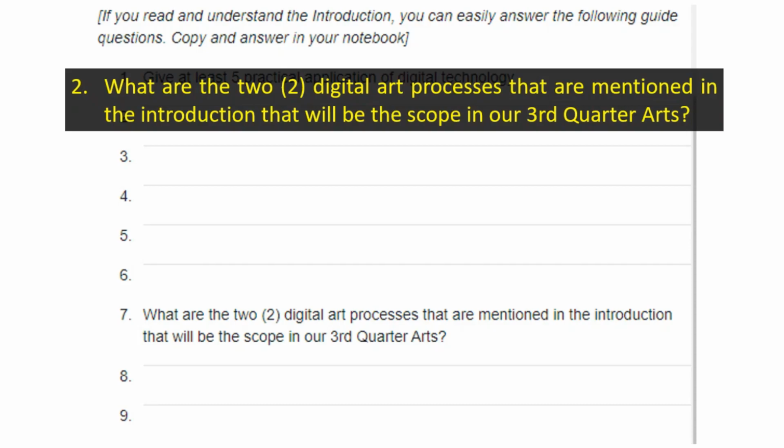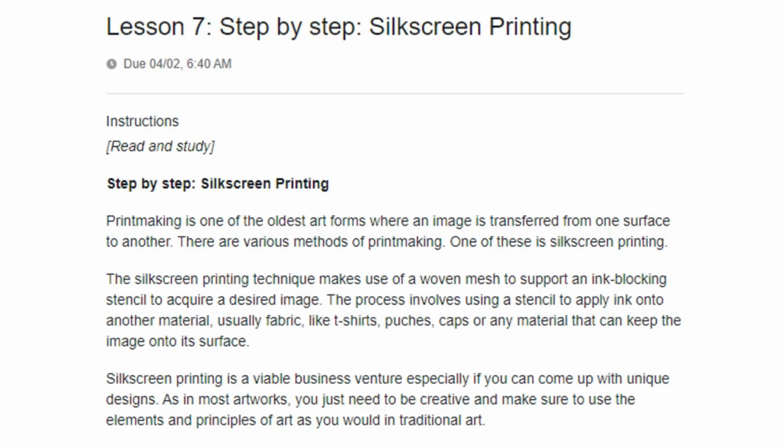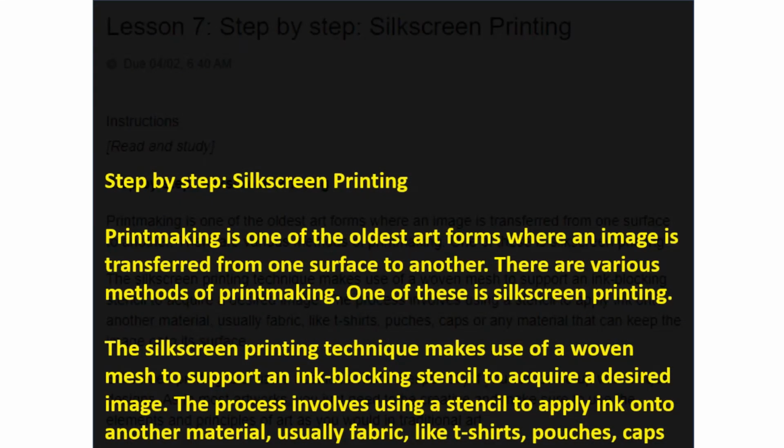That will be the scope in our third quarter arts. The answer could be the 2 digital art processes that are mentioned in the introduction. That will be the scope in third quarter arts: printmaking and photography. Next, let us read Lesson 7 titled Step by Step, Silkscreen Printing.